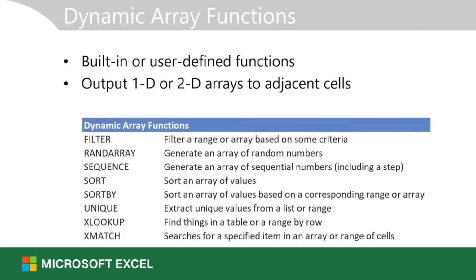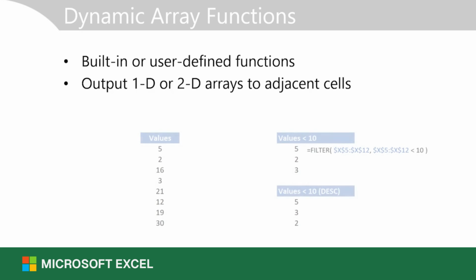At the time of this recording, the following built-in dynamic array functions are available within Excel. These functions can either be used individually, or they can be combined with each other to reduce the number of steps in getting to the desired output. As an example, we can use the FILTER function to return the values from the list on the left that are less than 10, and we can also combine the same formula with the SORT function to return the results in a sorted list as shown in the second example.